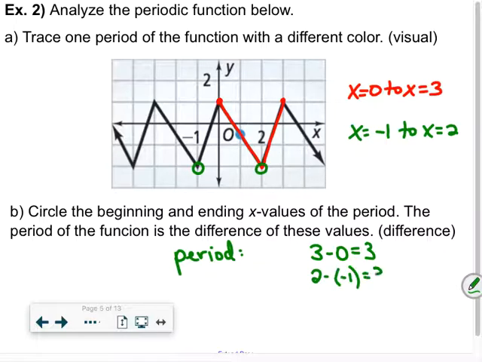But notice no matter which chunk of the graph I think I'm going to repeat, I'm still going to get a period length of 3 units. Just a word of caution, check the x-axis and make sure that the tick marks are going by 1s because they don't always go by 1s.